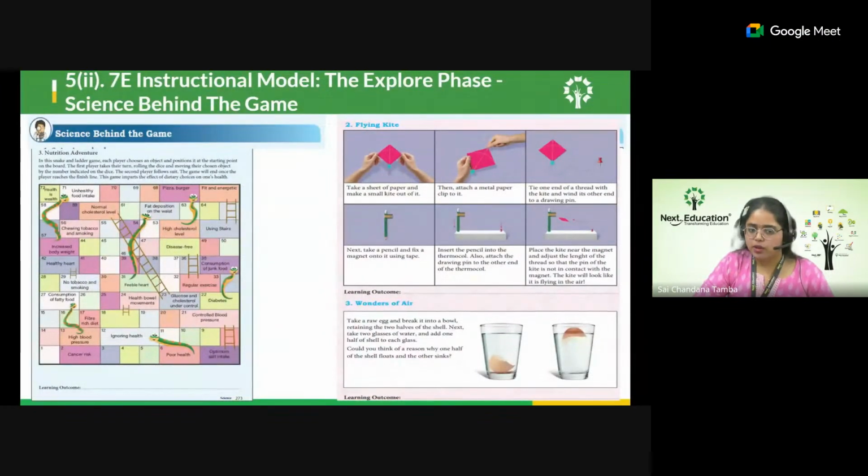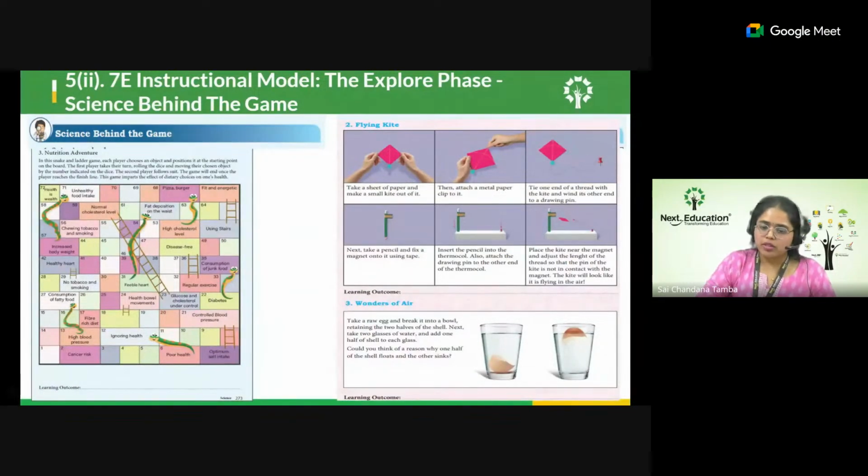And we also have a Science Behind the Game. So here you could see, in an interesting way we have actually combined science with a game. In this particular book, the students have already learned about the components of food, or what are the good and bad habits in order to maintain a healthy lifestyle. Based on that, we have designed snakes and ladders. So students can actually learn things by playing a game.